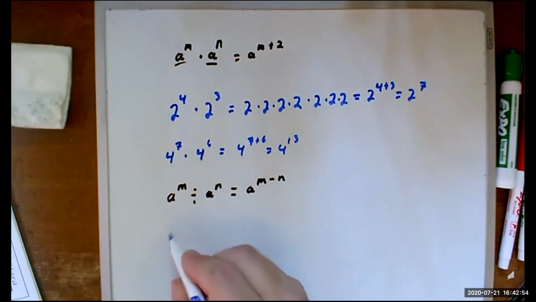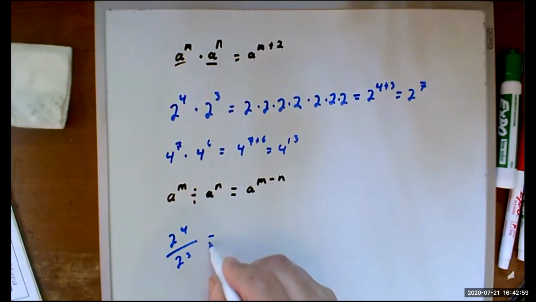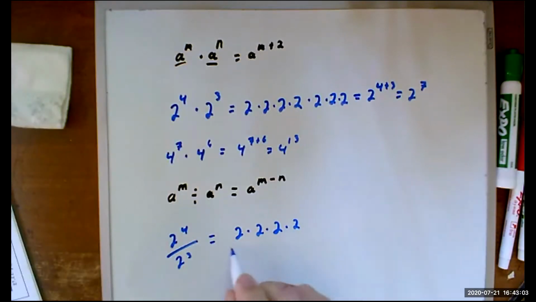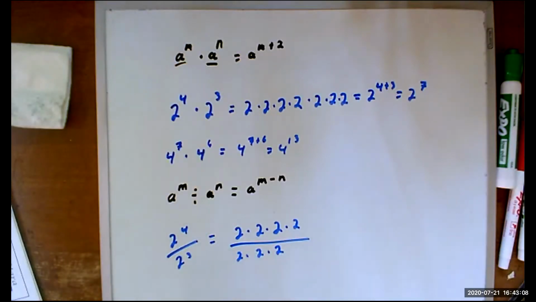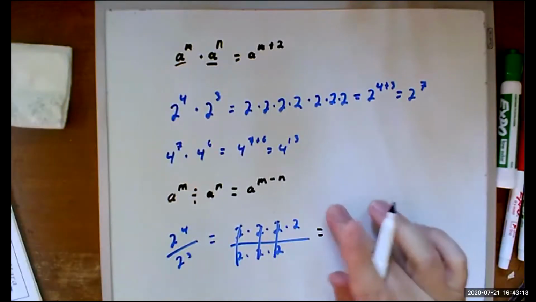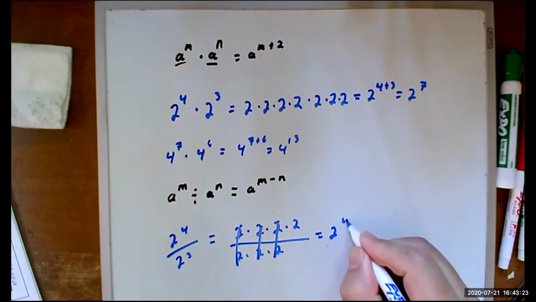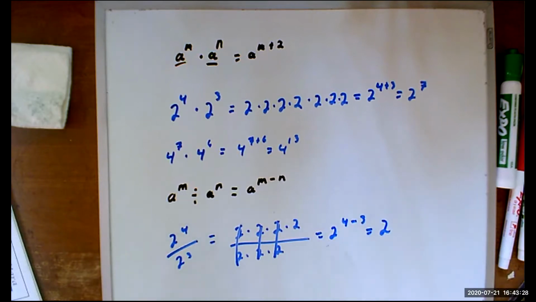Using the same quick examples, if I had 2 to the power of 4 divided by 2 to the power of 3, that would be the same as saying 2 times 2 times 2 times 2 over 2 times 2 times 2. As we've seen in previous things, we can cancel these top and bottom, which just leaves me with 2 in the end. That is the same as saying 2 to the power of 4 minus 3, which just gives us 2.